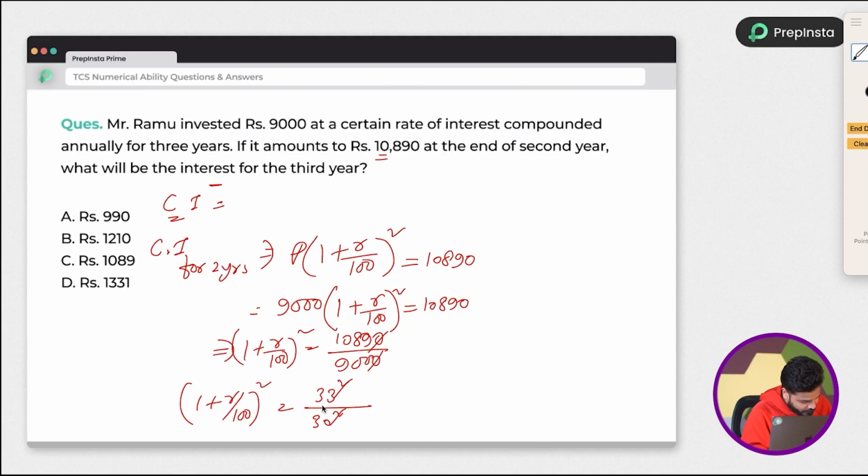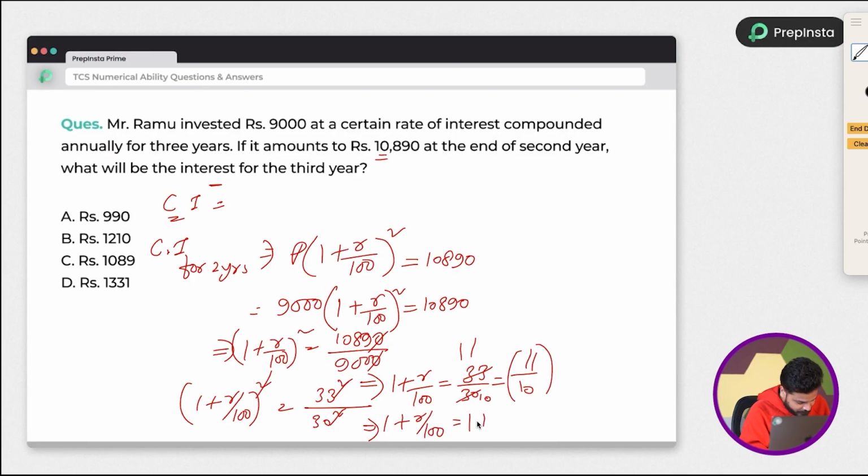So square, square, square gone, right? 1 plus R by 100 is equal to 33 by 30, or actually I can write it as 3 times 11 by 10, right? Yes, I can. So now rather than again solving this, there's another short trick. Can I write 11 by 10 as 1 plus 1 by 10? Yes, 1 and 1 gone. So R by 100 is equal to 1 by 10. So 0 and 0 gone. R by 10 is equal to 1. So basically R is 10%.